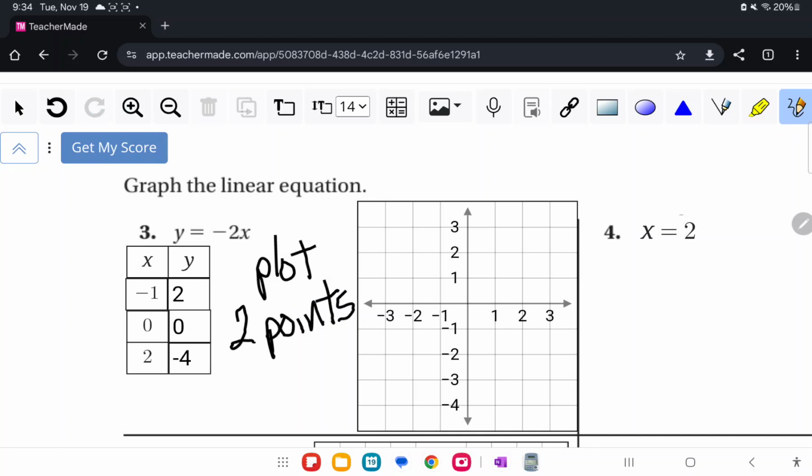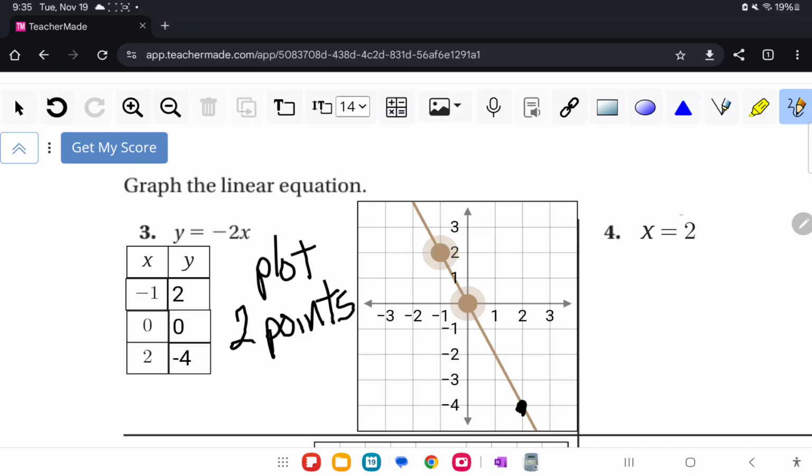So when I do that, I'll plot the first point, the -1, 2. So I'll go left 1 and up 2. And then my next point is at 0, 0. Now my third point is on here, right? If I look for the third point, 2, -4, it is right down there.